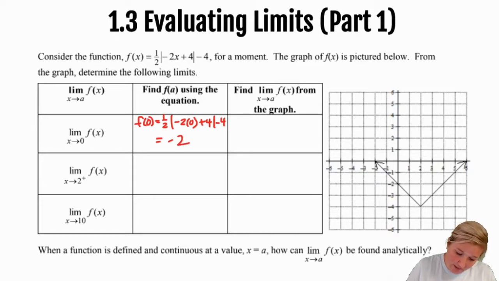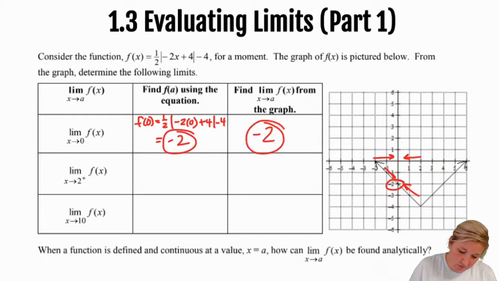Now let's look at the graph as x approaches 0, which is right here. As my x approaches 0, what happens to my y? Well, my y's are getting closer and closer to this value, which is, excuse me, negative 2. So you can see how substitution obviously works there. Let's look at the next one.